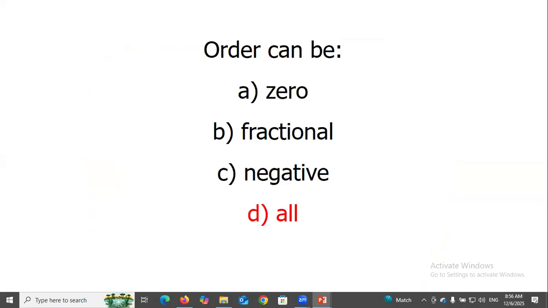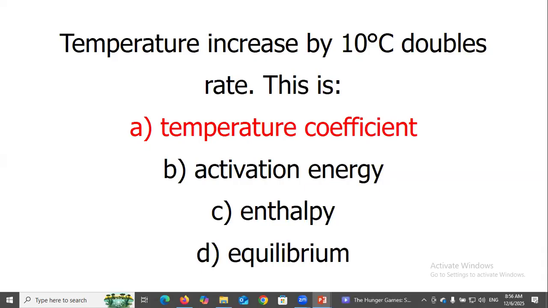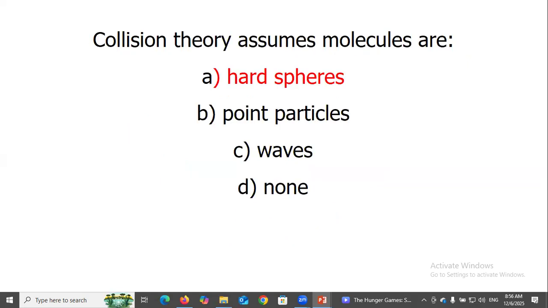Order can be 0, fractional, negative, all. Option D, all. For 2A products, rate equals K square is second order. Temperature increase by 10 degrees doubles the rate. This is the temperature coefficient.